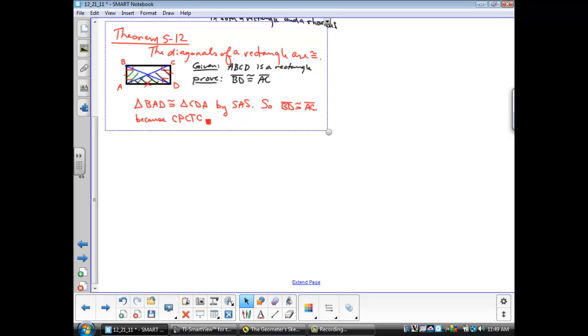Theorem 5.13 now. Theorem 5.13 is a property of rhombus. The diagonals of a rhombus are perpendicular.